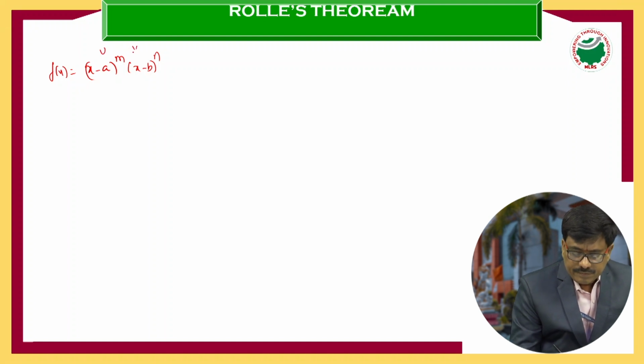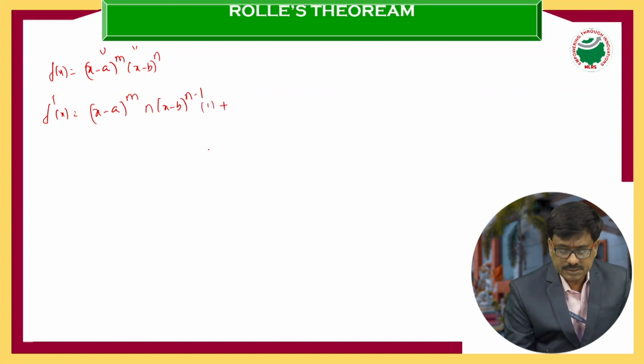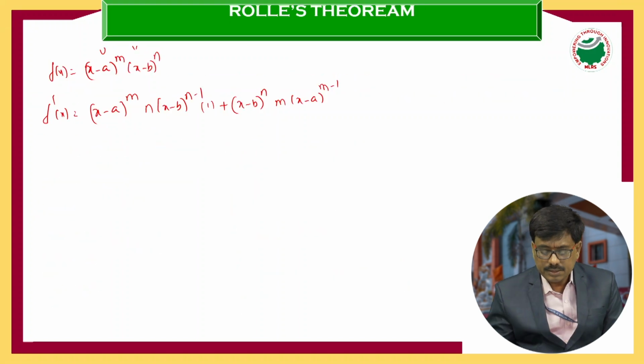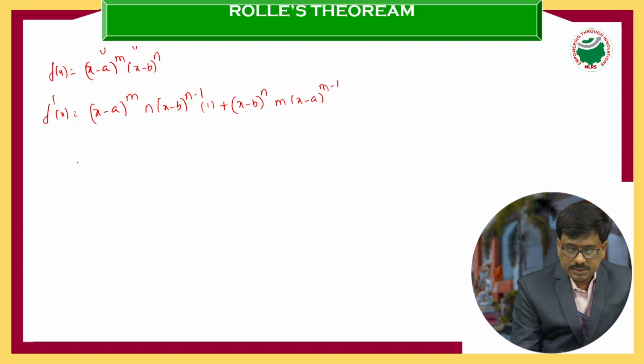For calculating the derivative of the function, I am going to apply the u into v formula. Therefore, f dash of x is equal to, I am going to keep (x minus a) whole power m as a constant. I can calculate the derivative. n is common, n into (x minus b) whole power n minus 1, inner derivative of the function is 1, plus. Similarly, I am going to keep (x minus b) whole power n constant. Derivative is m (x minus a) whole power m minus 1. For this function, I am going to take the common.